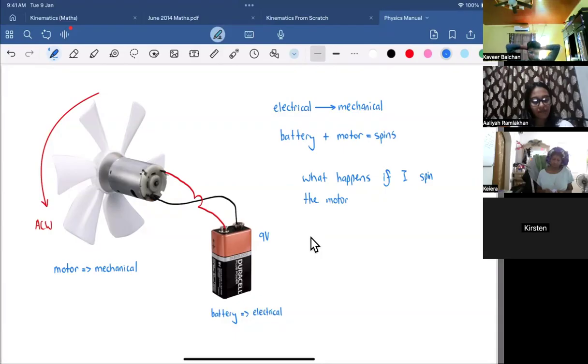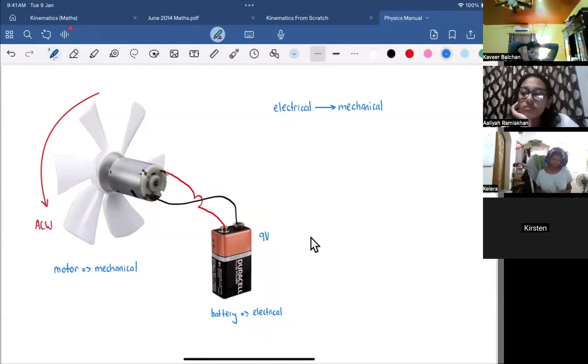That's correct. But let me look at the conversion, right? Kiara, if you supply a battery to a motor, it spins. So you supply power, it spins. Right. So I guess I'm gonna write that. Power equals spins. Right? So what do you all think would happen if you spin it and you do have a battery connected to it?